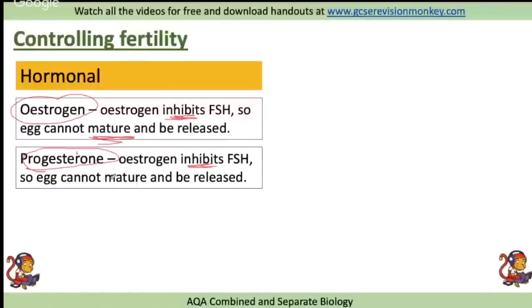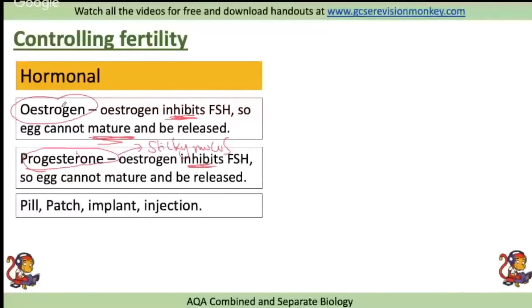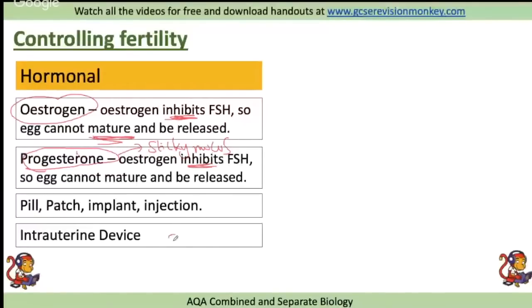Now the progesterone also causes a sticky mucus just in front of the cervix to prevent any sperm from reaching the egg. So the progesterone does two things. Now, you could put one or the other or both of those hormones into a pill, a patch, an implant, or injection. So these are our hormonal examples of contraception. You could use an intrauterine device, which is otherwise known as a coil as well. This one is inserted into the woman's uterus and it will release hormones.